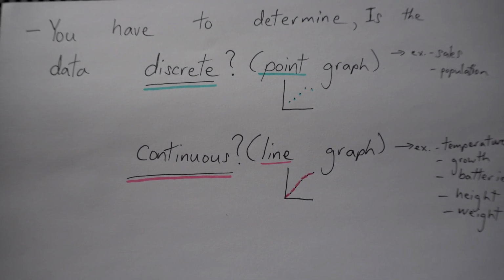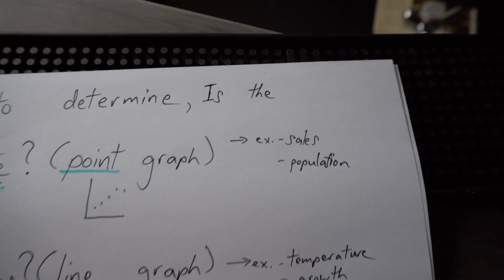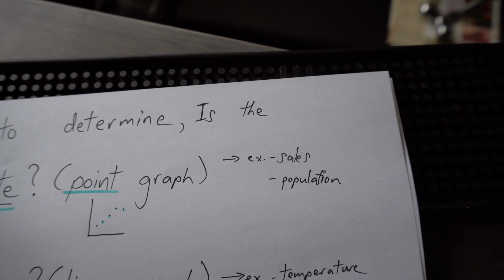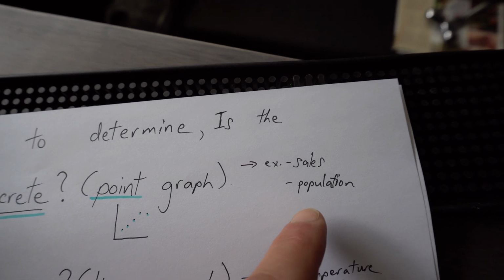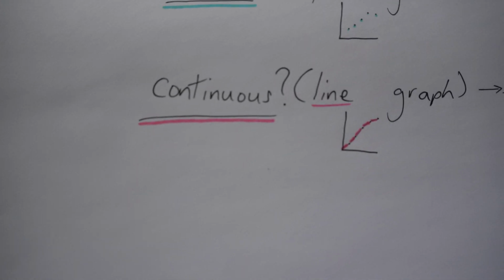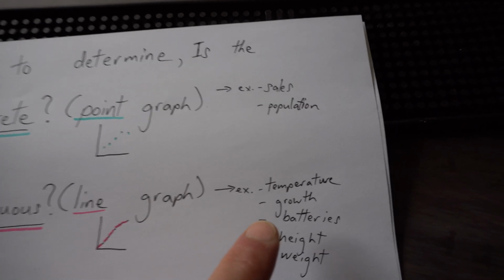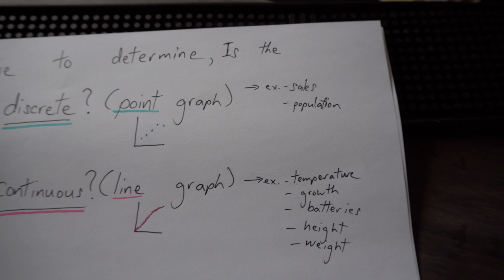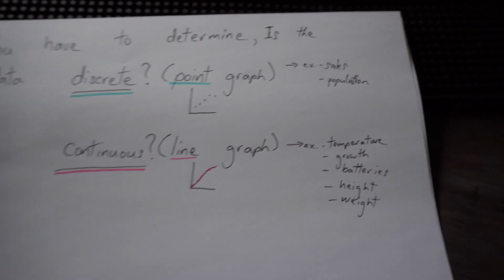All right, the last thing, and I kind of talked about this a little bit already, is you have to determine: is the data discrete? You'll do a point graph. That'll be something that starts from 0 each day, like sales at a store, like if they're selling shoes. When they open up, they're at $0 and they make money throughout the day. Or population, they start from 0 and they count the population every year. Or the data could be continuous, in which case you'd have a line graph. That's something like temperature change, where one moment affects the next. Growth, batteries, like battery life, height, or weight. There you go.